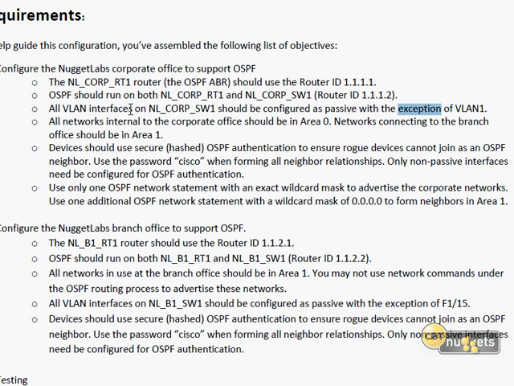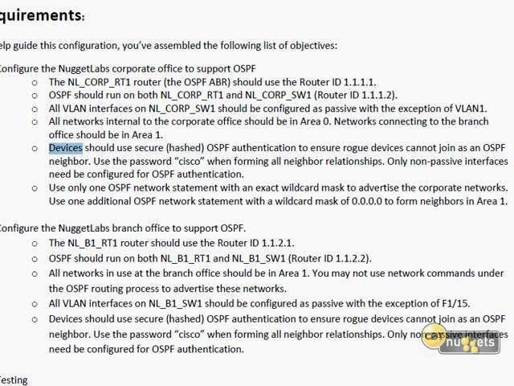It just said all. Oh, okay. For switch 1 should be configured as passive. Okay, I was going to configure router 1 as well, which would be a little more secure. But since it just said switch 1, I'm not going to do that now. So we've got corporate office area 0. Okay, good. So now let's do the authentication.